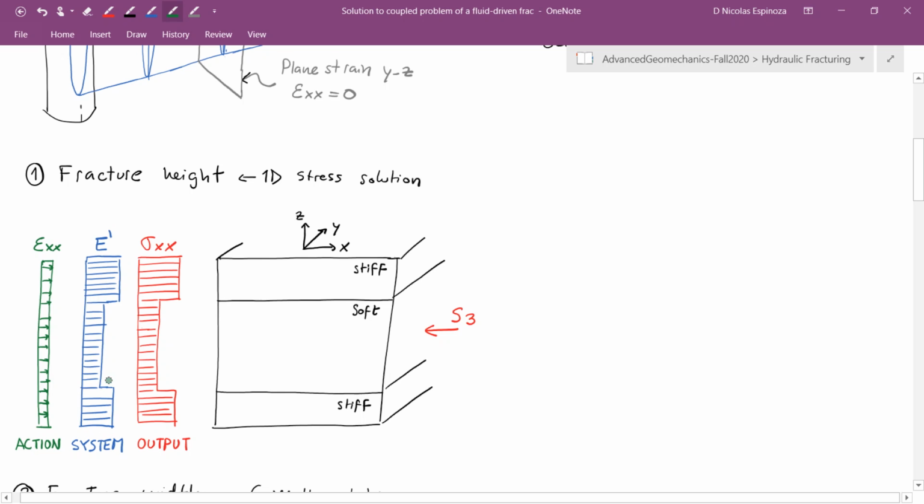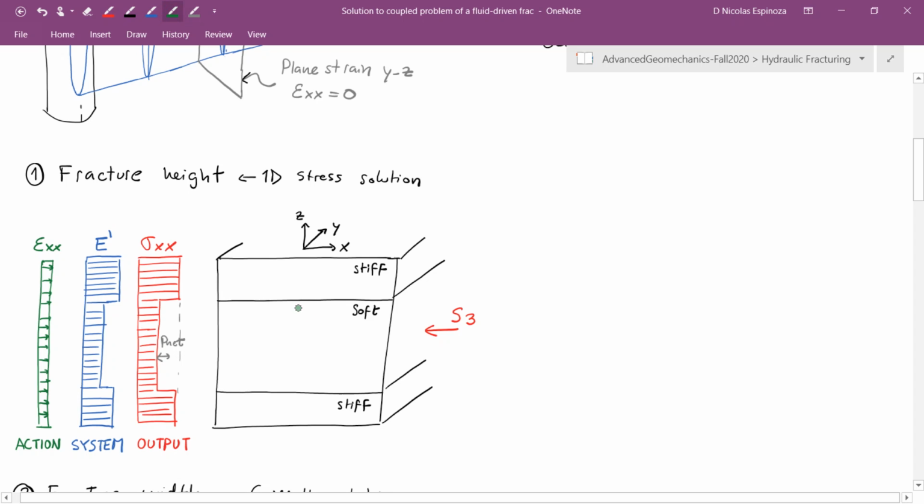So if I apply this action, the tectonic strain, on this system, which is the one composed by the plane strain stiffness or plane strain modulus E prime, the result is going to be a horizontal stress that follows the profile of the stiffness. And therefore, here, if my net pressure in my fracture is smaller than the contrast that I have from layer to layer, the fracture is going to grow just in this section because it is going to prefer to stay within the region with lower net pressure.